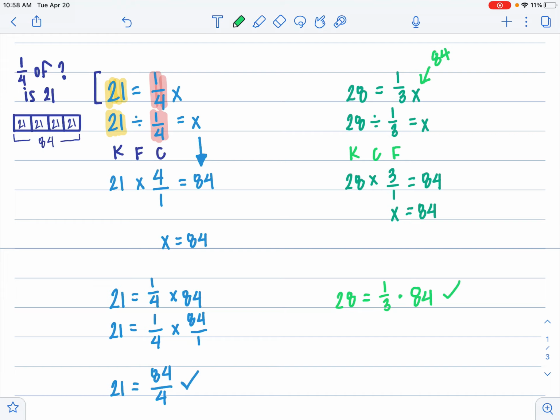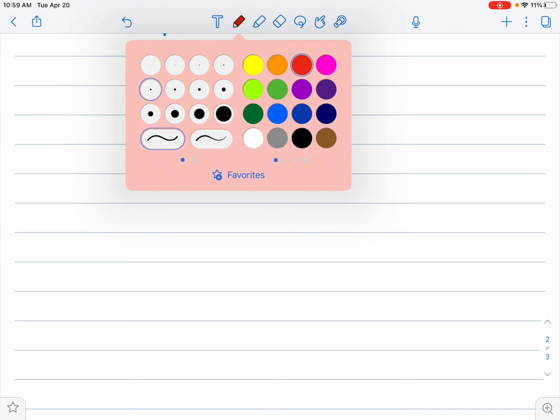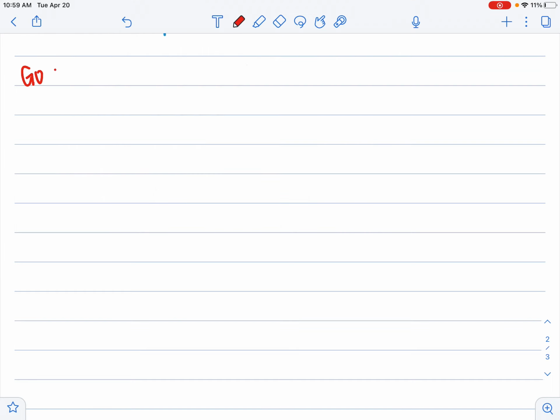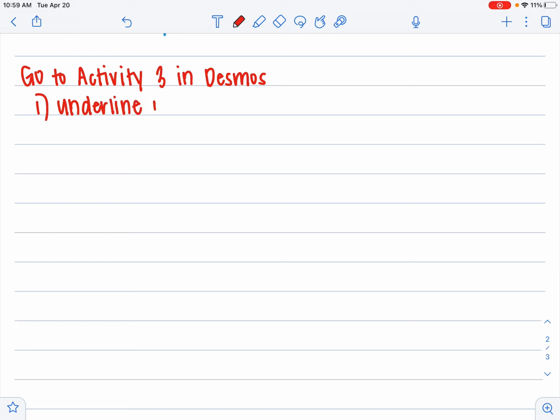So at this point in class, our next step was to head to activity 3 in Desmos. So I'll write those directions on the screen. Go to activity 3 in Desmos. And I want you to take a look at those independently. A few reminders before you get started. When you're on activity 3 in Desmos, make sure you underline the problem. Don't forget to draw a picture. It explicitly asks you to draw a picture. And then also know that there are multiple answers.